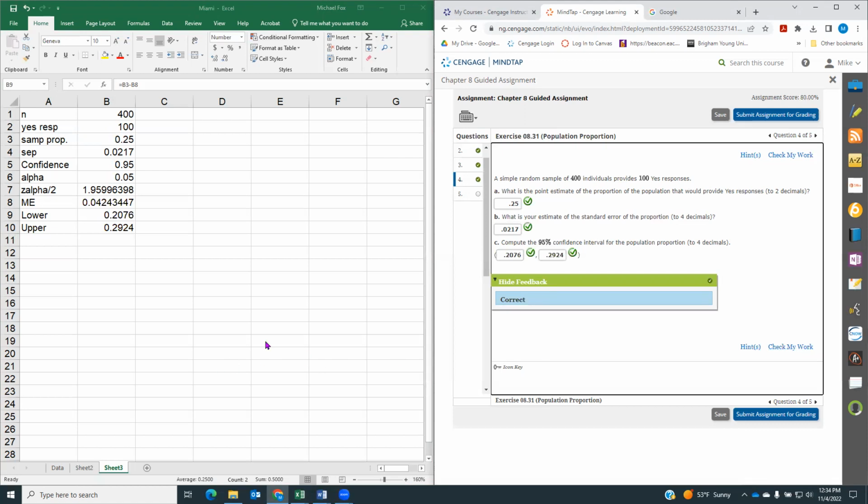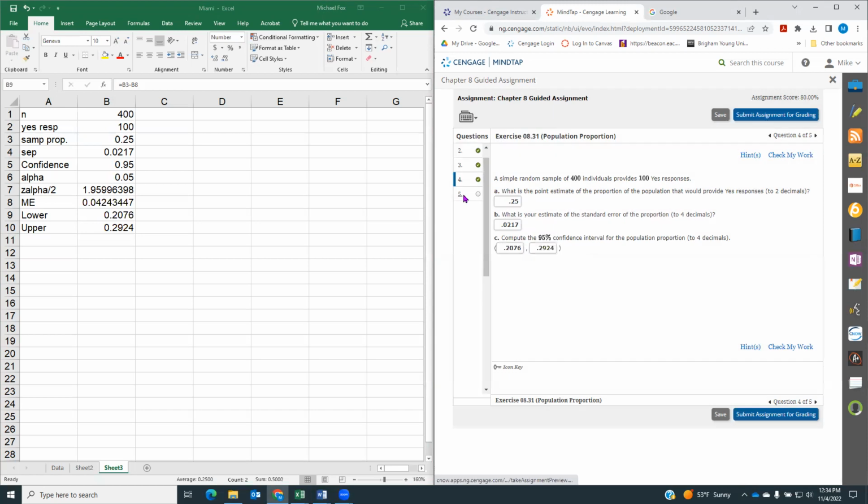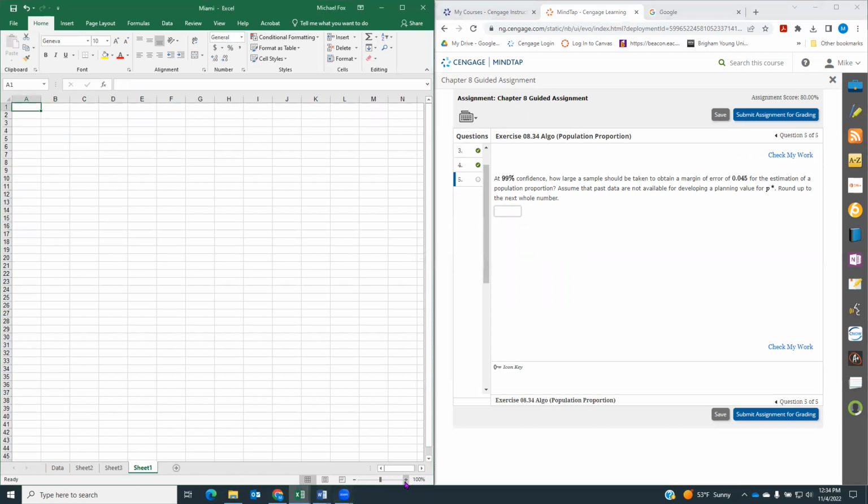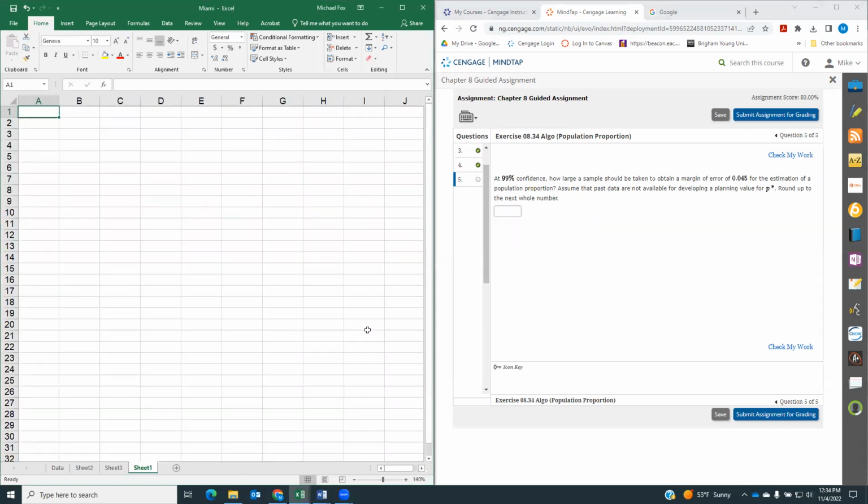Okay, one last one. All right, at 99% confidence, how large of a sample should we take or should be taken to obtain a margin of error of 0.045 for the estimation of a population proportion? Assume that the past data are not available for developing or planning a value for P, for the proportion. Round up to the next whole number.